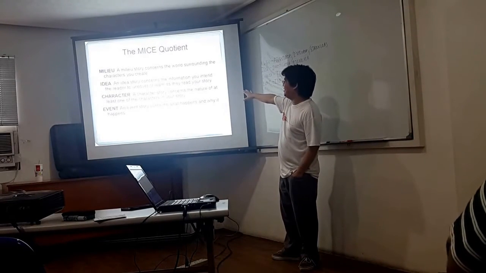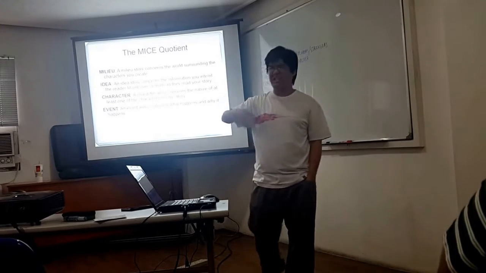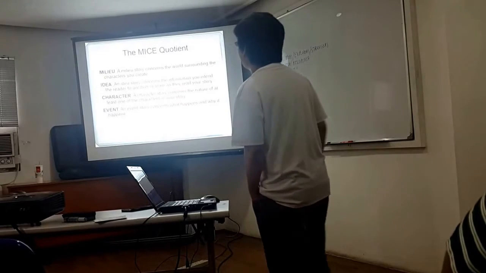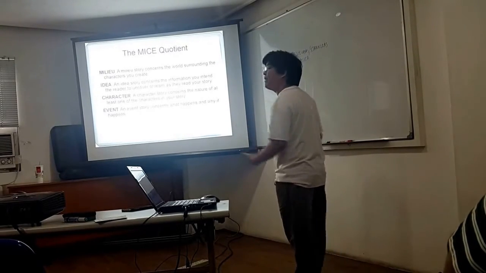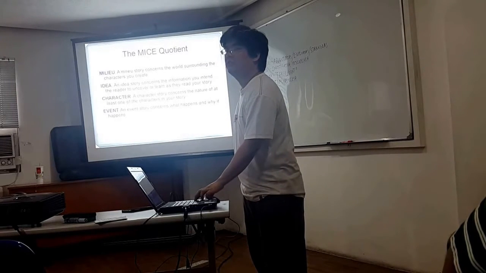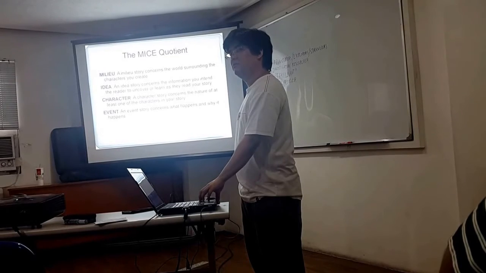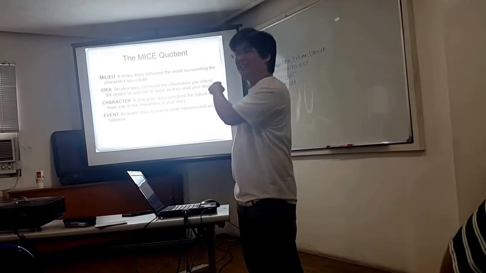The character story concerns the nature of at least one of the characters in your story: the personalities, the development, and so on and so forth. And the event story concerns what happens and why it happens, the events going on. Same question for the character type: it doesn't necessarily mean that there's character development. There's just character exposition. We'll get to that part.